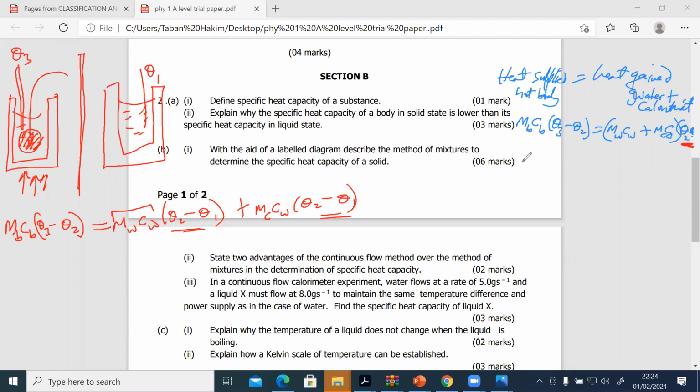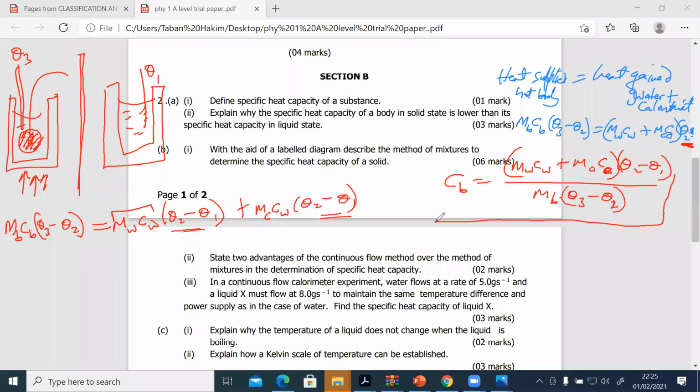So from this, our conclusion will be that the specific capacity of the solid will be equal to mass of water, specific capacity of water, plus mass of the calorimeter, specific capacity of the calorimeter, then times theta 2 minus theta 1, then everything divided by mass of the body times the temperature theta 3 minus theta 2. Now, this is what I am calling the conclusion.